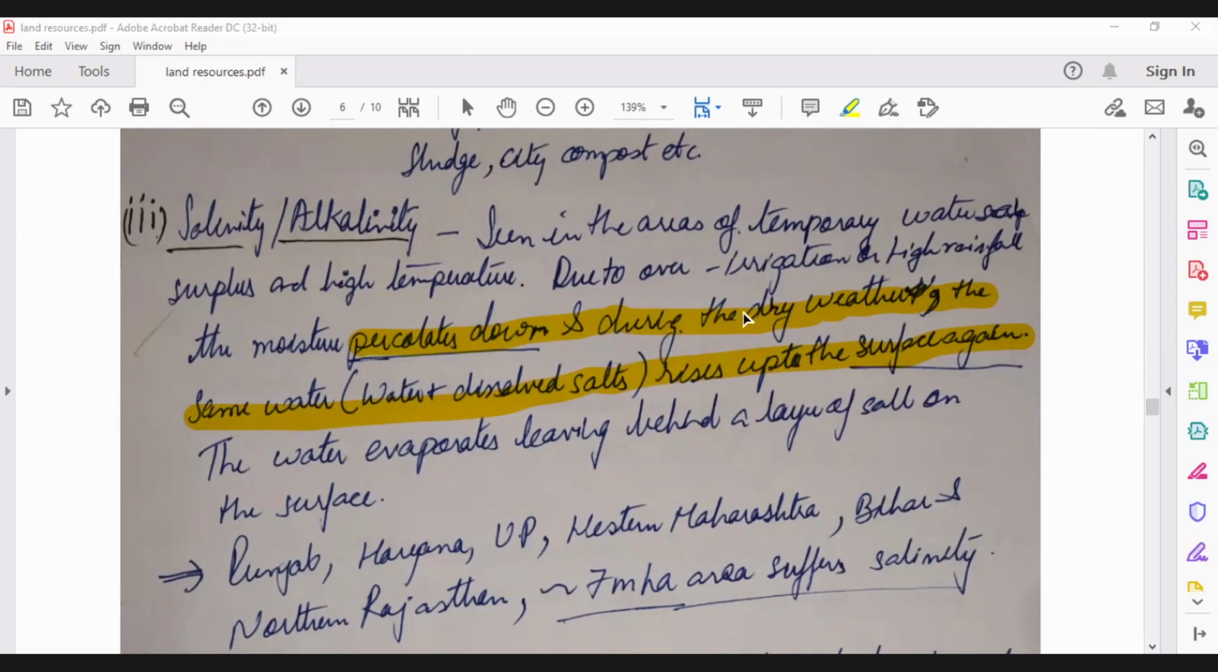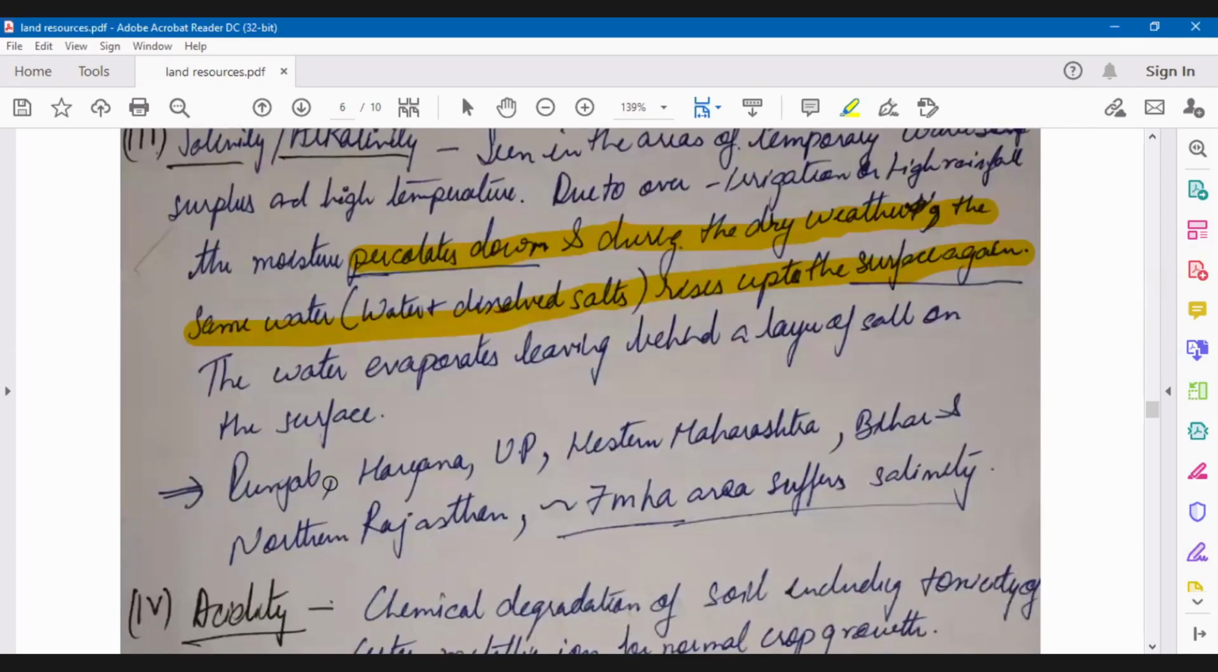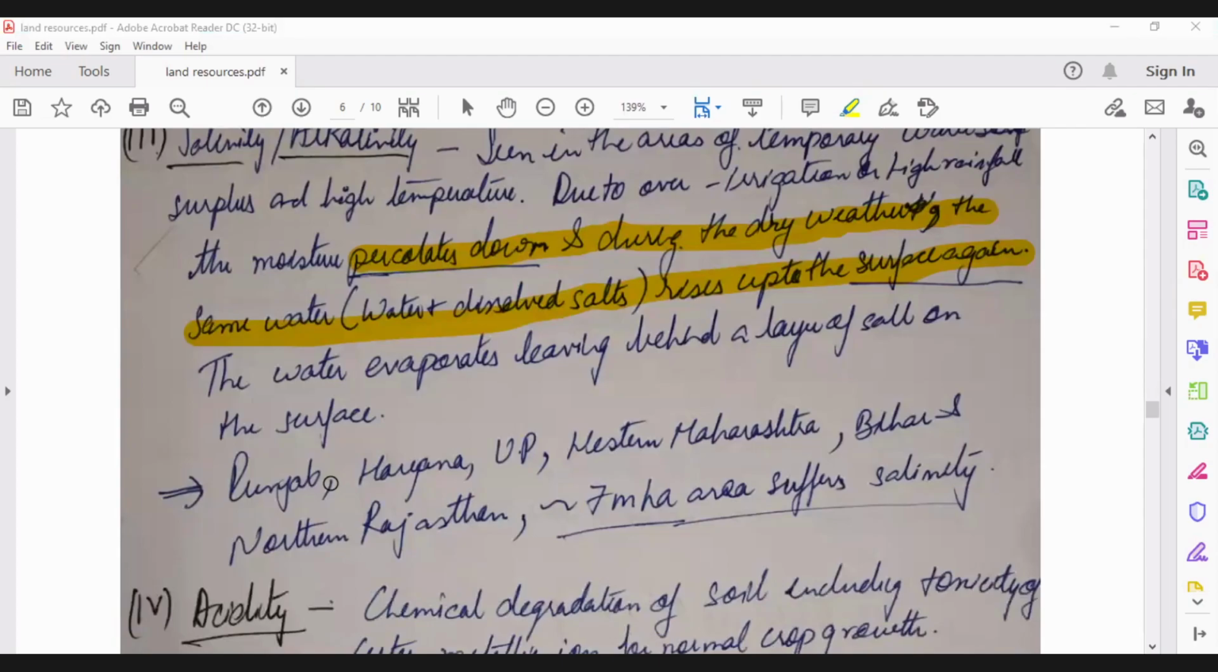But during the dry weather, this is where the important line comes. During the dry weather, the same water plus the dissolved salts, because soil has salts, we know that. Okay, so the same water plus the dissolved salts rises up to the surface. The water evaporates, leaving behind a layer of salt on the surface that we saw in your salinity image yesterday.